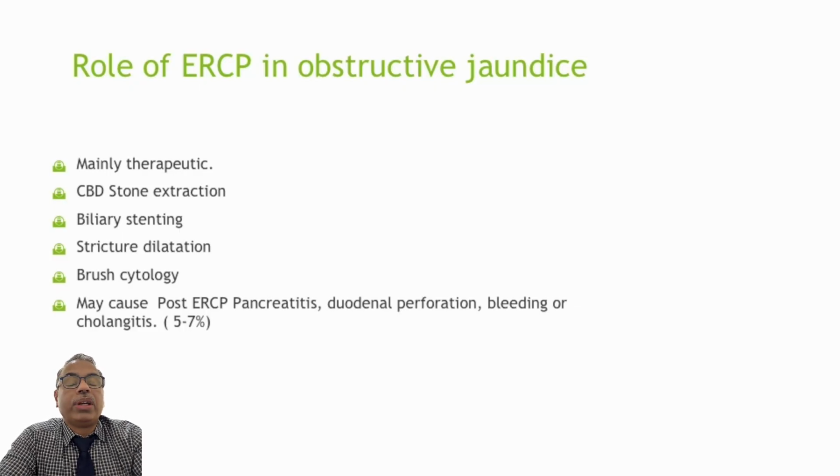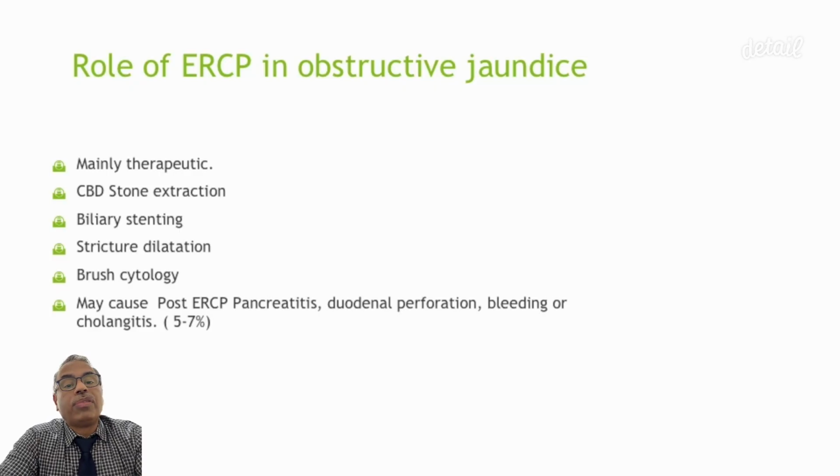The role of ERCP, we have already seen, is more therapeutic now rather than diagnostic, and its main role is stone extraction from the common bile duct, which is lodged near the terminal end of the common bile duct. It can also be used for biliary stenting, especially as a palliative procedure to alleviate the symptoms of obstructive jaundice. It can also be used for dilatation of any biliary stricture with balloon dilatation, and you can also take brush cytology of any periampullary tumor during ERCP.